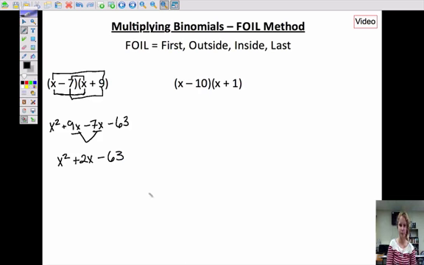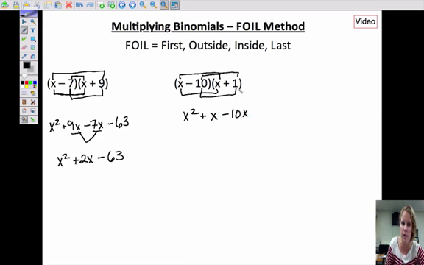And then x minus 10, I'm going to do firsts. X times x is x squared. And then I'm going to do outsides. X times 1 is 1x. Insides, negative 10 times x is negative 10x. And last, negative 10 times 1 is negative 10. Add like terms, x squared minus 9x minus 10.